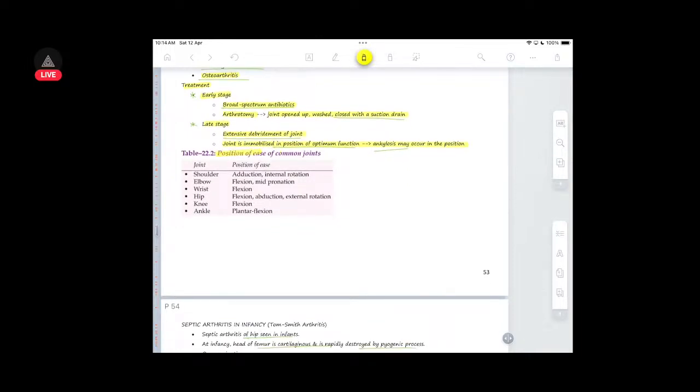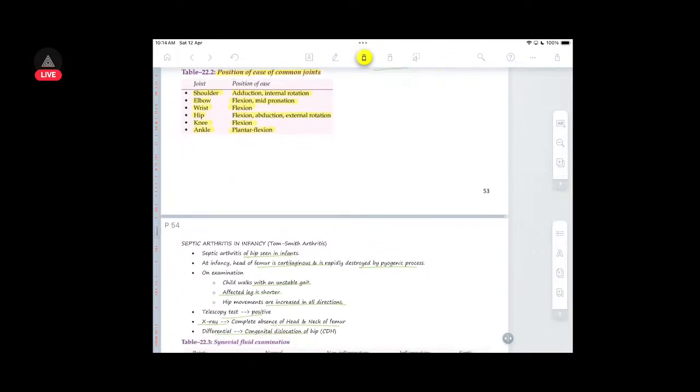So the position of ease of common joints: shoulder in adduction and internal rotation, elbow in flexion and mid pronation, wrist in flexion, hip in flexion, abduction and external rotation, knee in flexion, ankle in plantar flexion. This is the position of ease.